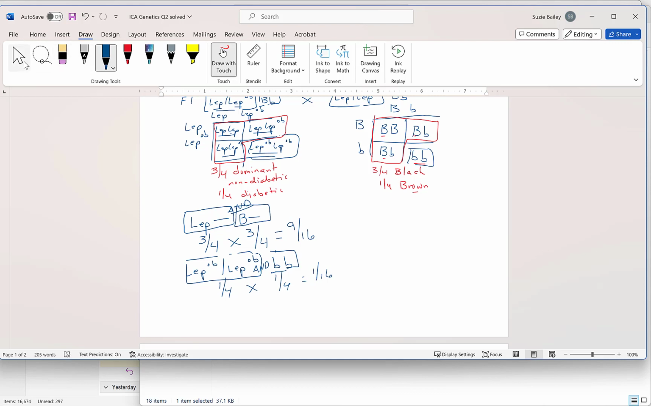What else were we asked for here? That was diabetic and black, non-diabetic and brown. What about diabetic and brown? Well, diabetic is going to have to be homozygous recessive. Wait, that's what we just did. We don't want diabetic and brown. Non-diabetic and brown. Actually, we'll do diabetic and black. Diabetic and black fur. So diabetic being the recessive trait, black fur being the dominant trait.